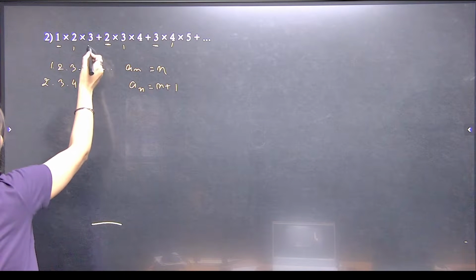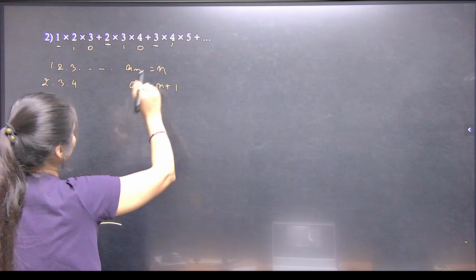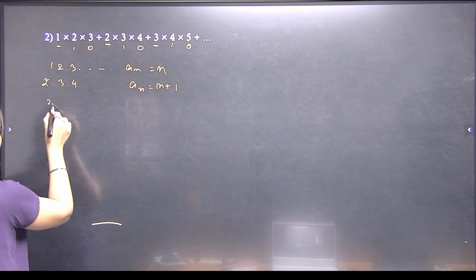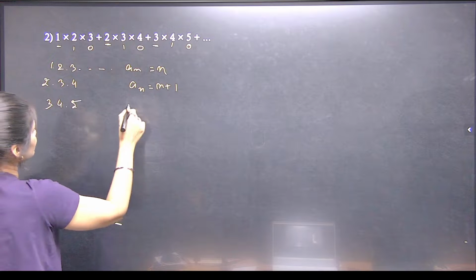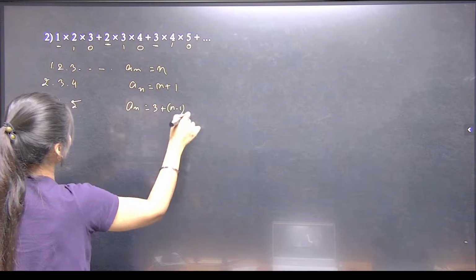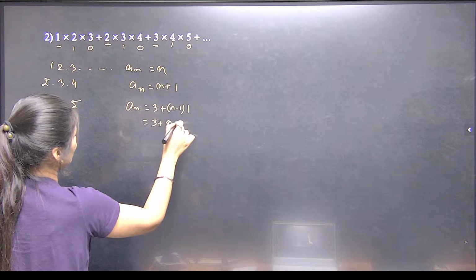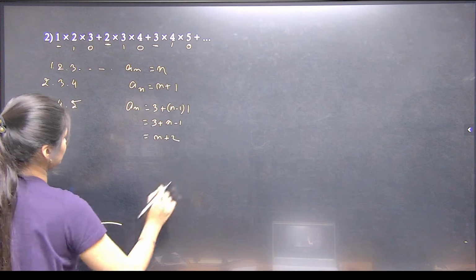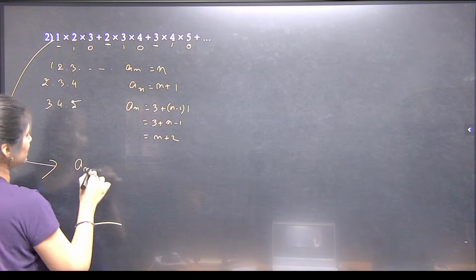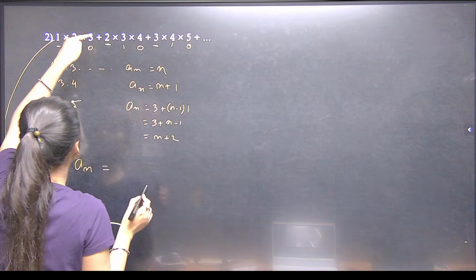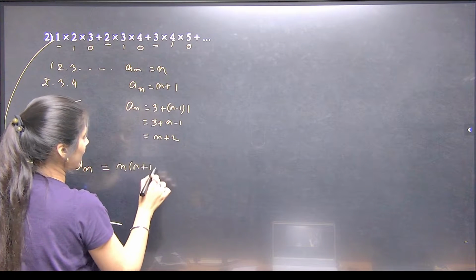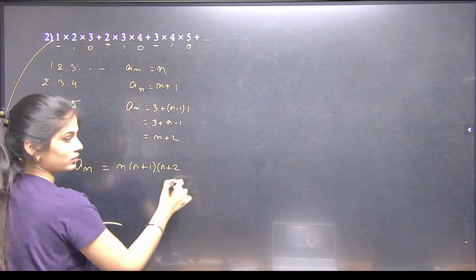And after that we have the third element of each group, 3, 4, 5. So what will be the nth term? 3 plus n minus 1 into d. So it is nothing but 3 plus n minus 1, which is n plus 2. That's it, n plus 2. So our nth term is the product of each nth term. So it is n into n plus 1 into n plus 2. Okay.